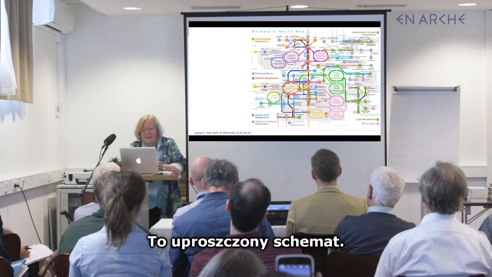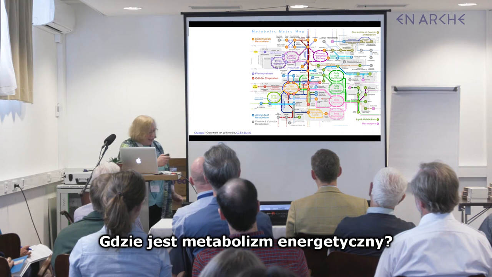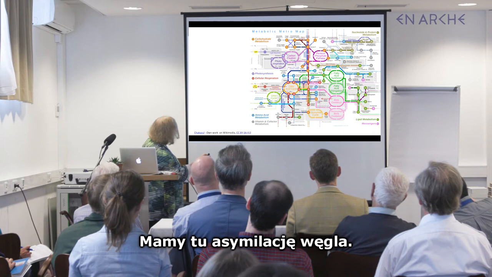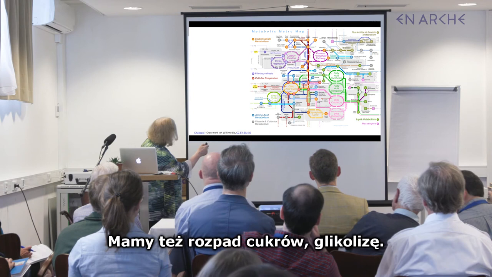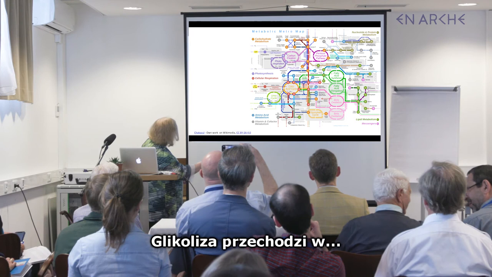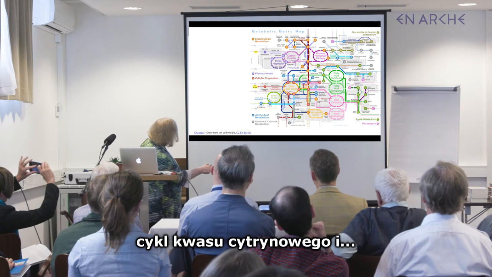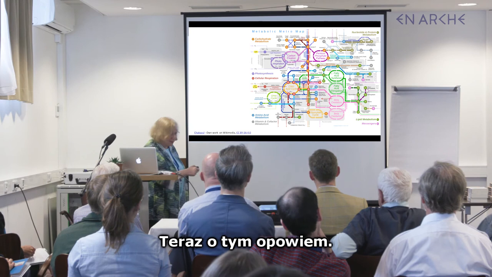This is simplified. Where is energy metabolism here? Well, you have carbon fixation, that's what plants do, and then you have the breakdown of sugars, glycolysis, going to the citric acid cycle and the electron transport, which is what I'm going to talk about now, which is why I bothered with all of that.